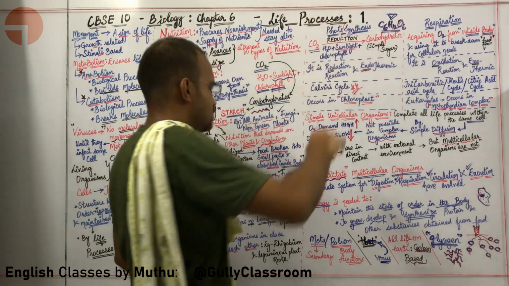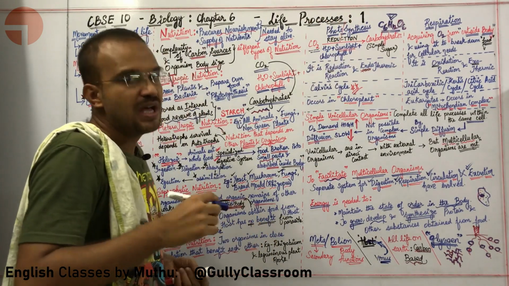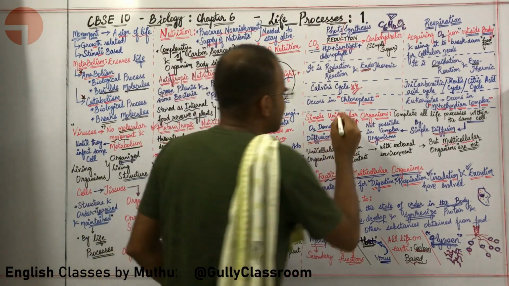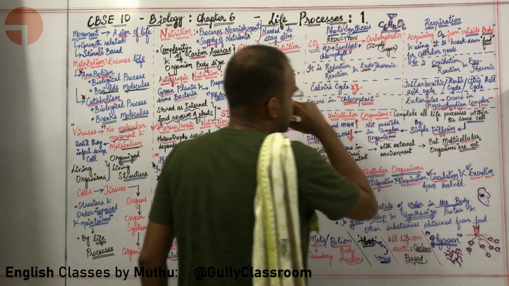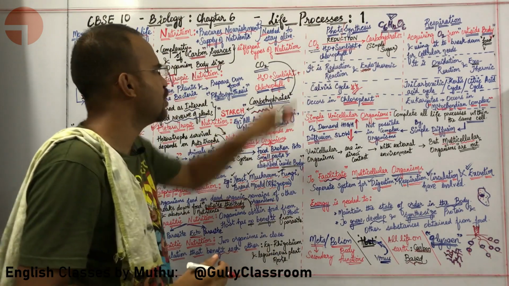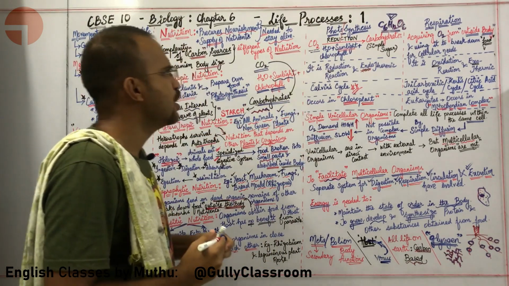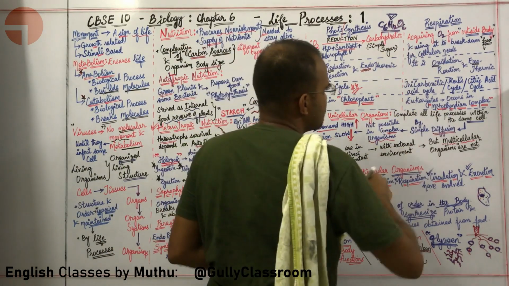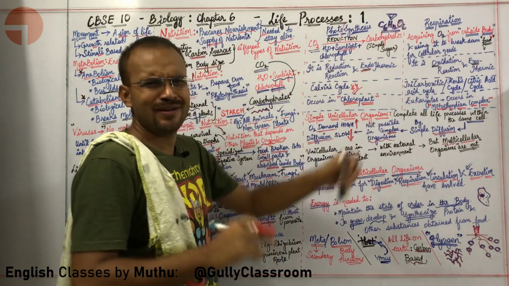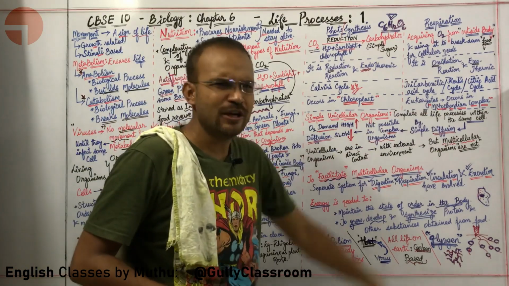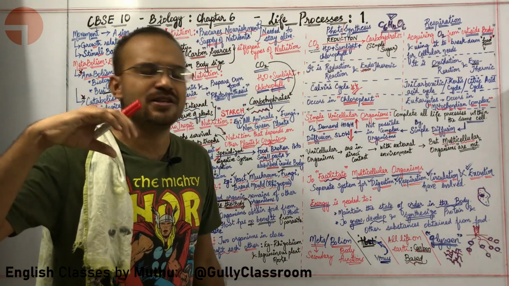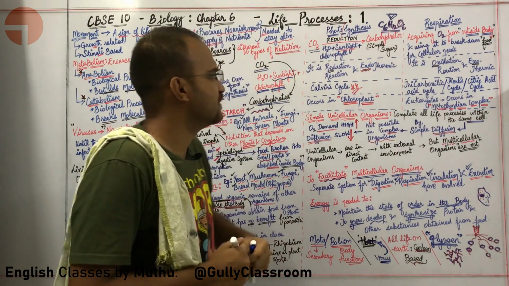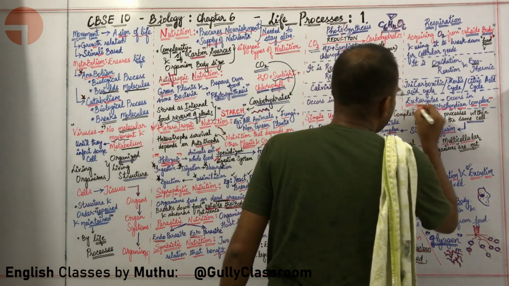Sir, where is photosynthesis happening? Photosynthesis is happening in the chloroplast. Why? Because the chloroplast contains chlorophyll. Chlorophyll is a necessary component for photosynthesis. So, photosynthesis occurs in the chloroplast. What about respiration, sir? Respiration occurs in the mitochondrial complex. You have learned this in 9th. Mitochondria is called the powerhouse of the cell in eukaryotes.